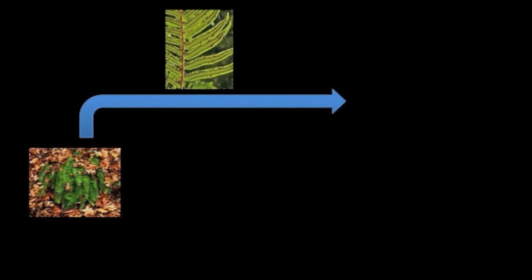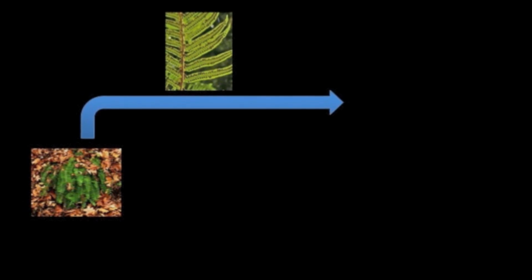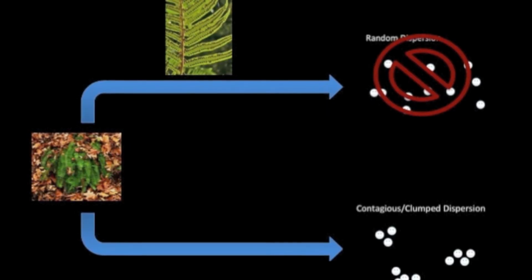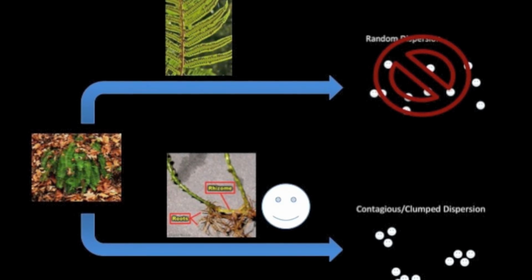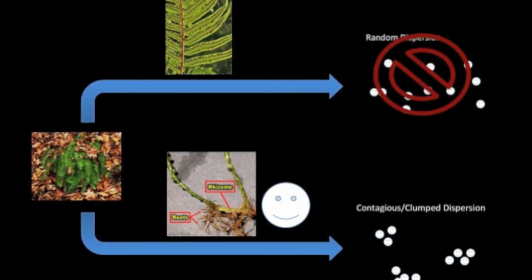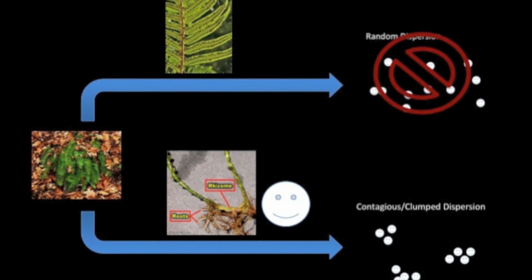Christmas tree is wrong. Although Christmas fern can disperse via spore, which should result in a random dispersion pattern, our data suggests that Christmas fern's dispersion pattern is actually clumped or contagious. And this makes sense since Christmas fern can also disperse by rhizome.